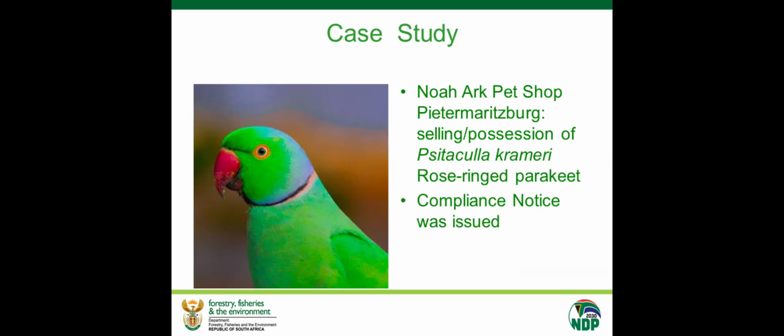So we've got a case study here. It was State versus Noah Ark Pet Shop in Pietermaritzburg. The owner was found in possession. Remember I said it's a category 2 species, so you need to have a permit. The owner was in possession of and also selling the rosy-ringed parakeet. The pre-compliance notice was issued. The owner decided not to comply with it. The compliance notice was issued.